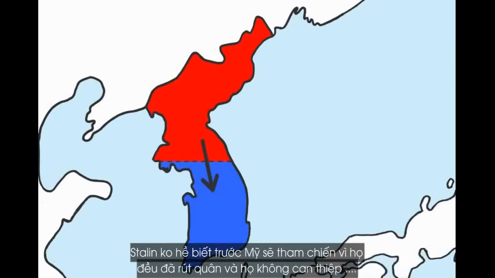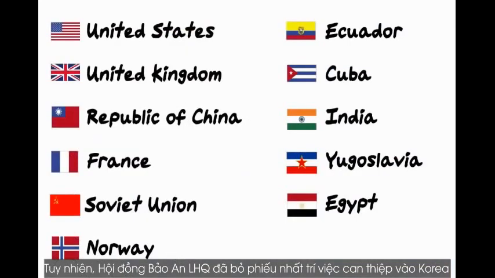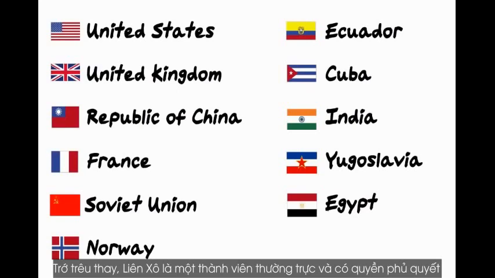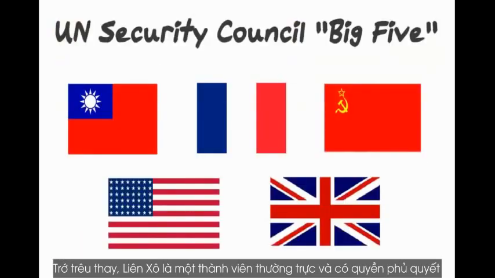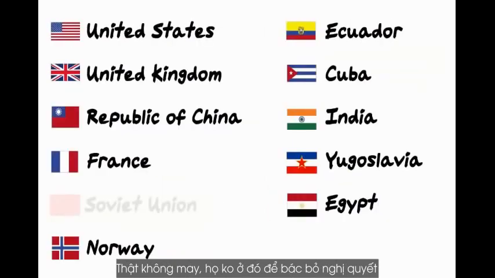Stalin didn't expect the US to get involved since he had already withdrawn all of their troops and they didn't intervene in the victory of Communist China in the Chinese Civil War in the previous year. However, the UN Security Council unanimously voted to intervene in Korea. Ironically though, the Soviet Union was part of the UN Security Council's Big Five and had veto power. Unfortunately for them, they weren't there to veto the resolution.